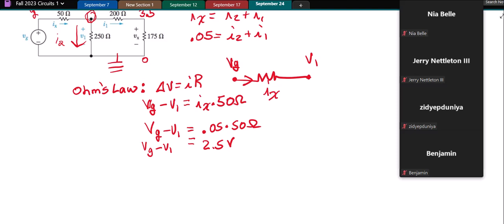I think I have the wrong notes altogether. Oh no, I don't.